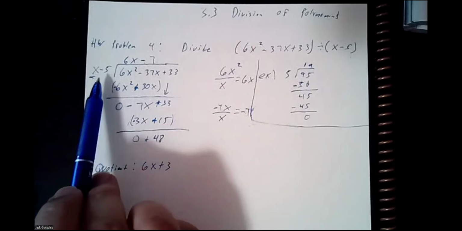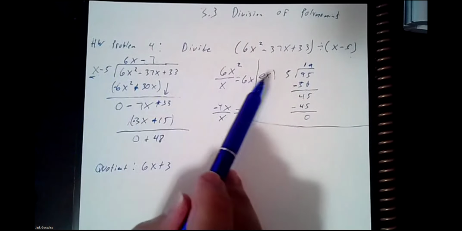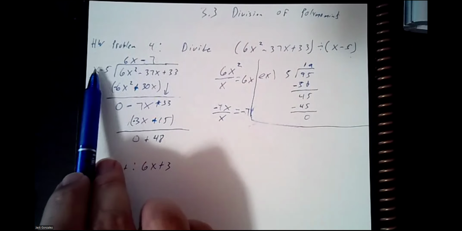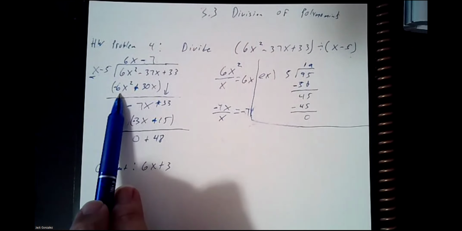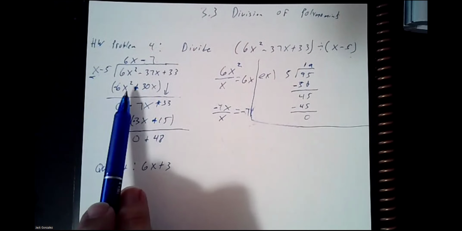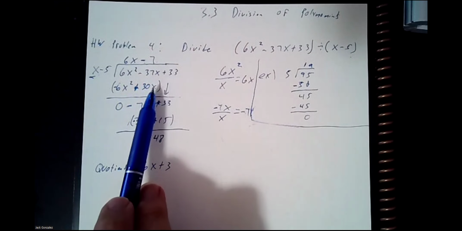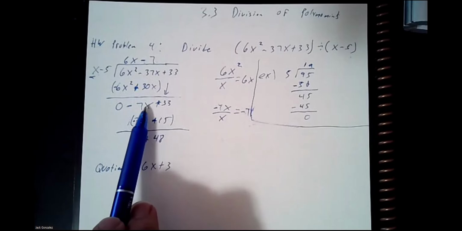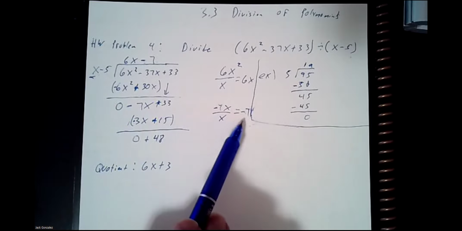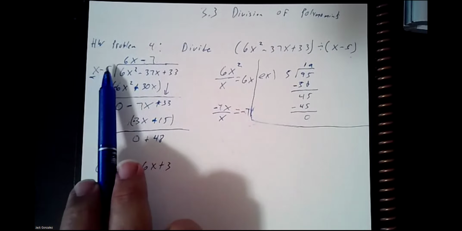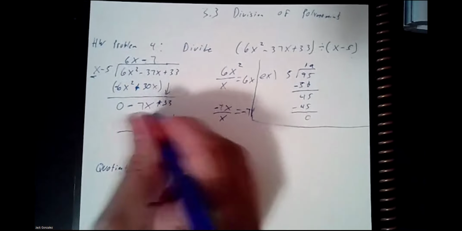So let's start from the beginning. 6 into 6x squared gives me 6x. That goes on top. Then you do 6x times these two, gives me 6x squared minus 30, but then you swap the signs, like we did earlier. And then these cancel, 0. Negative 37 plus 30 is negative 7. Then you do x into negative 7, start the process over. That gives you negative 7, that goes up here. So now negative 7 times these two gives me these two here.